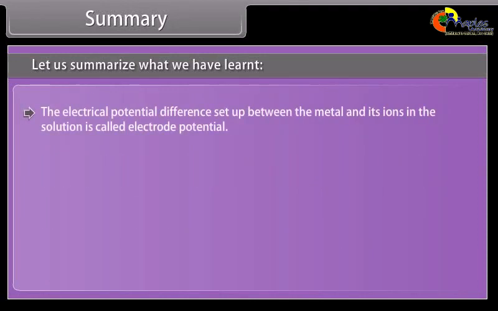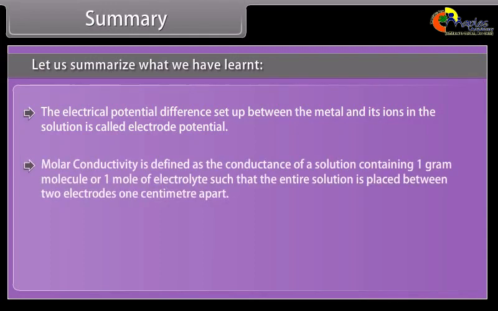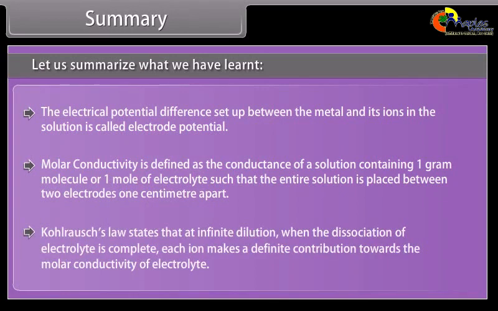The electrical potential difference set up between the metal and its ions in the solution is called electrode potential. Molar conductivity is defined as the conductance of a solution containing 1 gram molecule or 1 mole of electrolyte such that the entire solution is placed between two electrodes 1 centimeter apart. Kohlrausch's law states that at infinite dilution, when the dissociation of the electrolyte is complete, each ion makes a definite contribution towards the molar conductivity of the electrolyte.